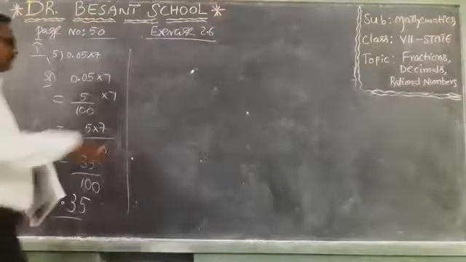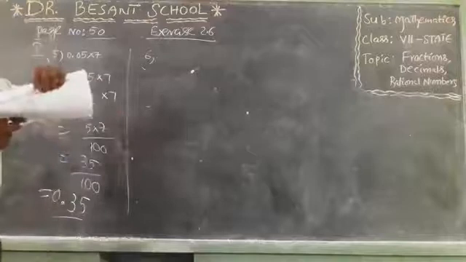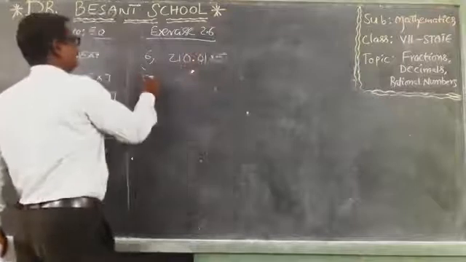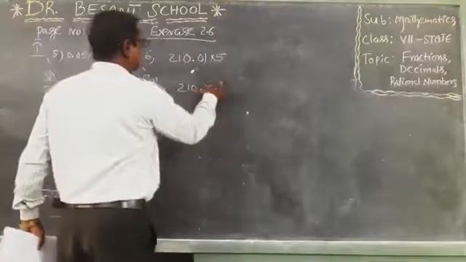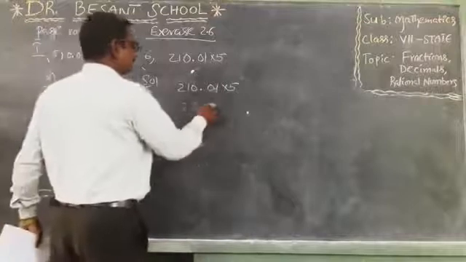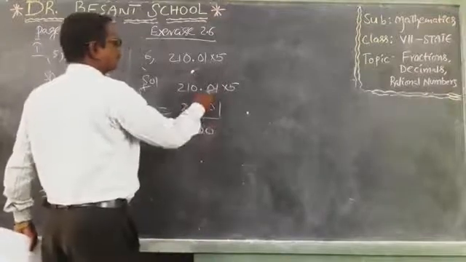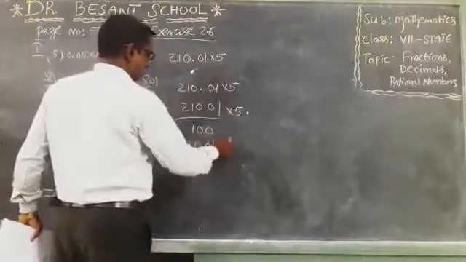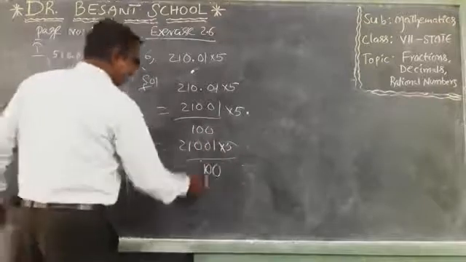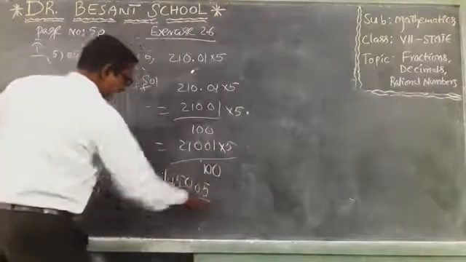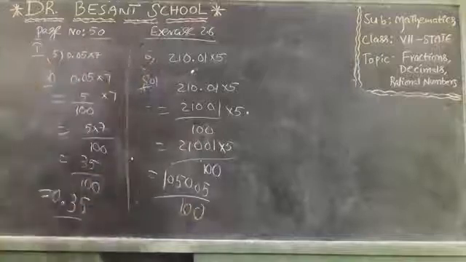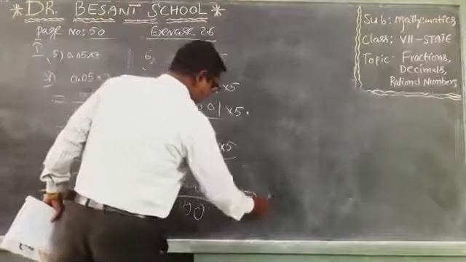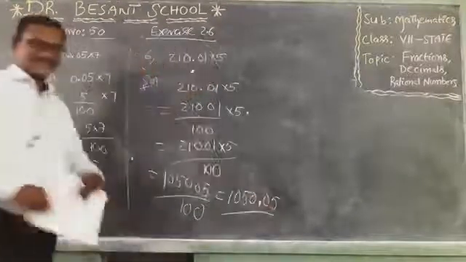Okay, children. Sixth one from this Roman, that is 210.01 into 5. Children, you see this one? 210.01 into 5 means 21001 by 100 into 5. The point is after two digits, so we should divide by 100. So this is 21001 into 5 by 100. That is 5 1s are 5, 0, 0, 5 1s are 5, 5 2s are 10 by 100. In 100 two zeros are there, so after two digits we keep a point. That means 1050.05. Did you understand, children?